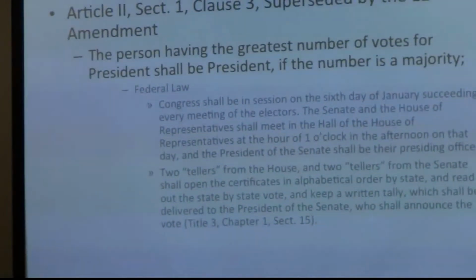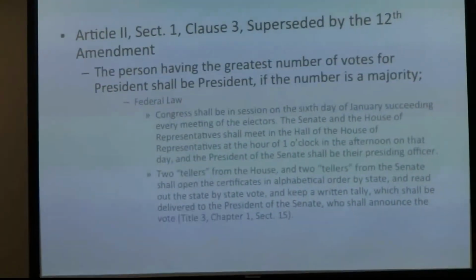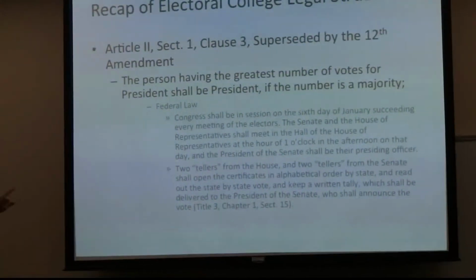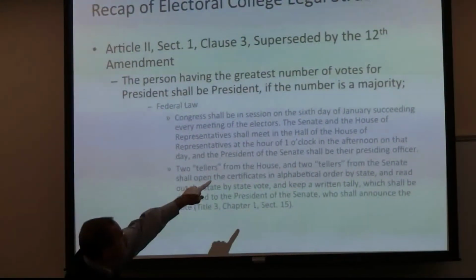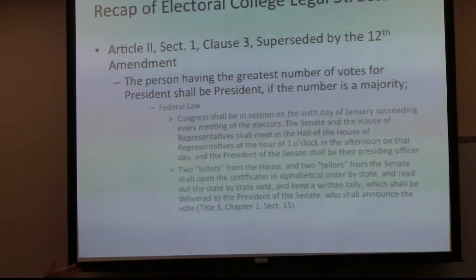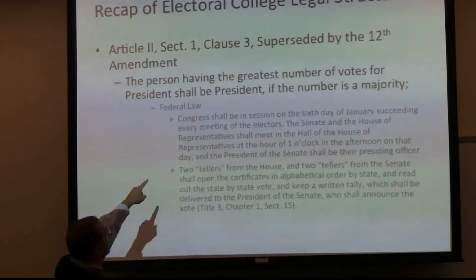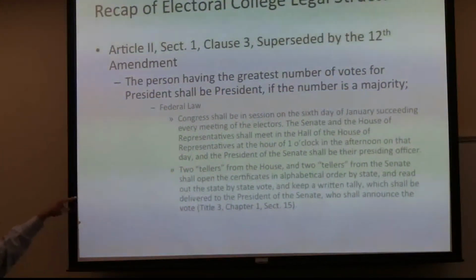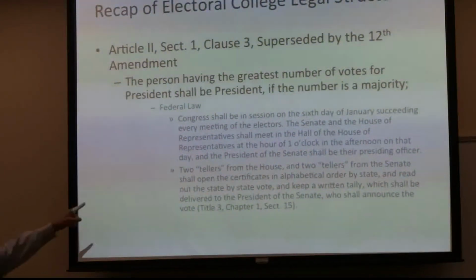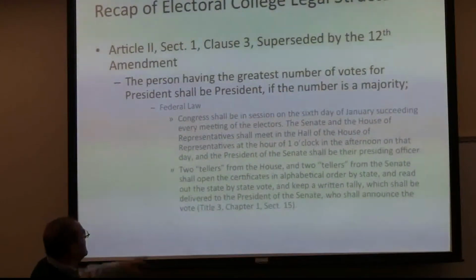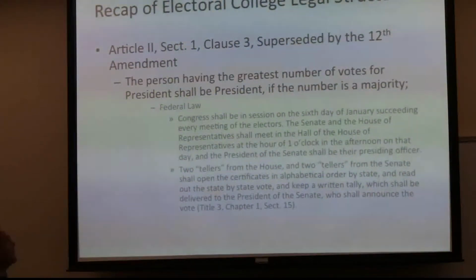The person having the greatest number of votes for president shall be president if the number is a majority. Under federal law, Congress shall be in session the 6th day of January. So again, we've got the November election, the December voting by the Electoral College, by the electors, and then on the 6th day of January, the Senate and the House are going to meet in joint session, 1 o'clock in the afternoon. The President of the Senate is the presiding officer. They identify two tellers, and those people are going to be the folks counting the votes that come through on their certificates.